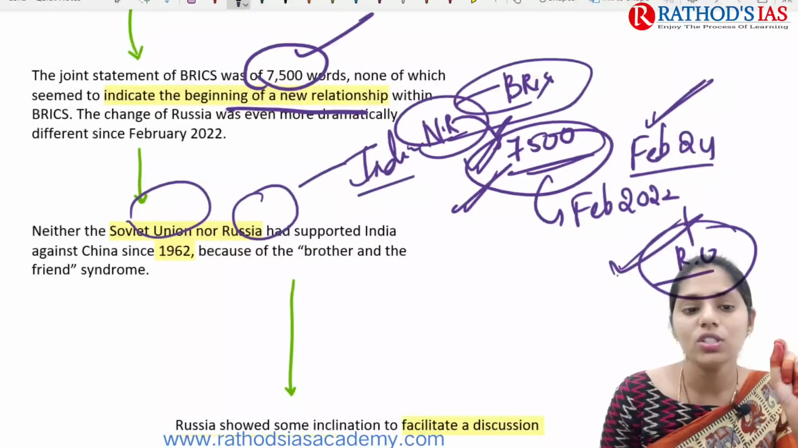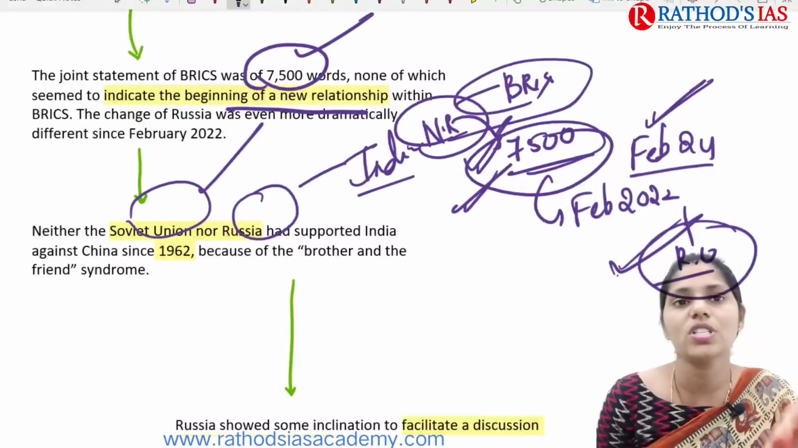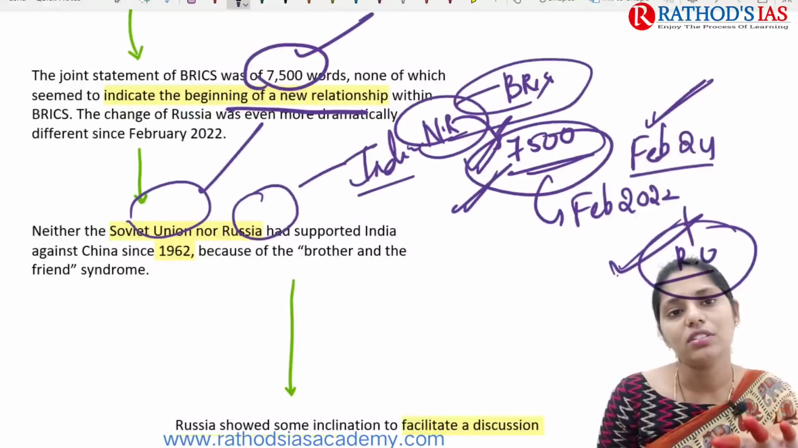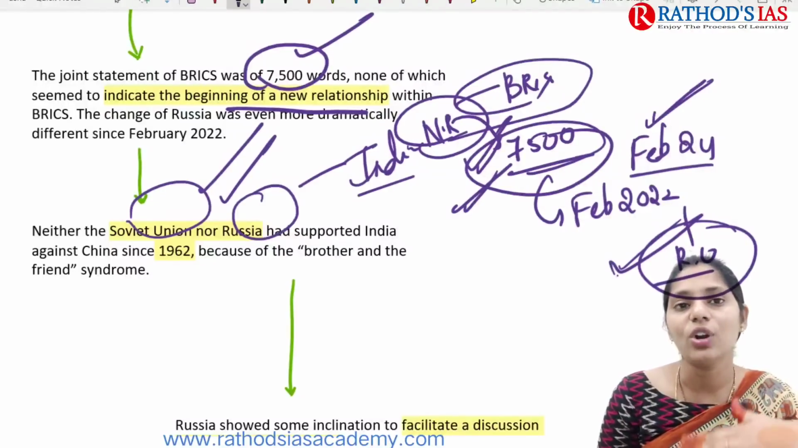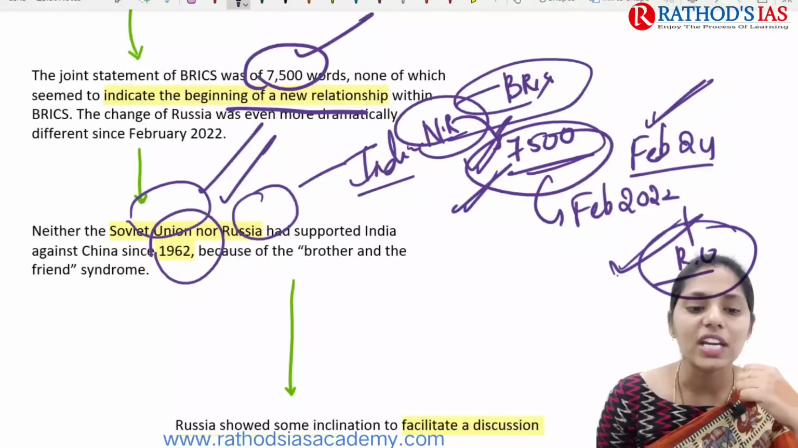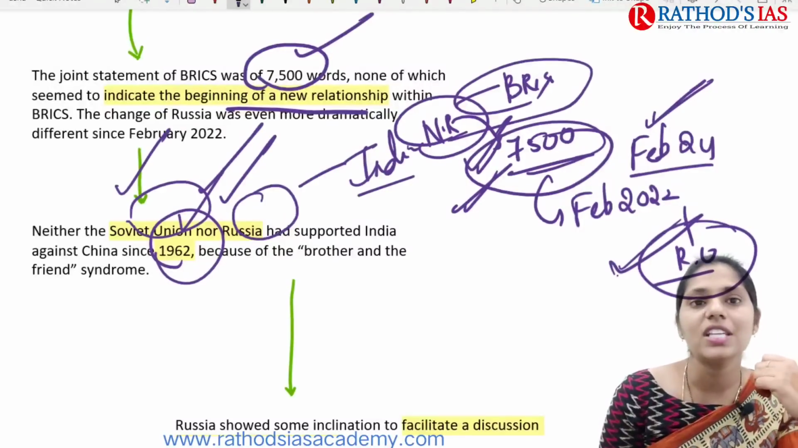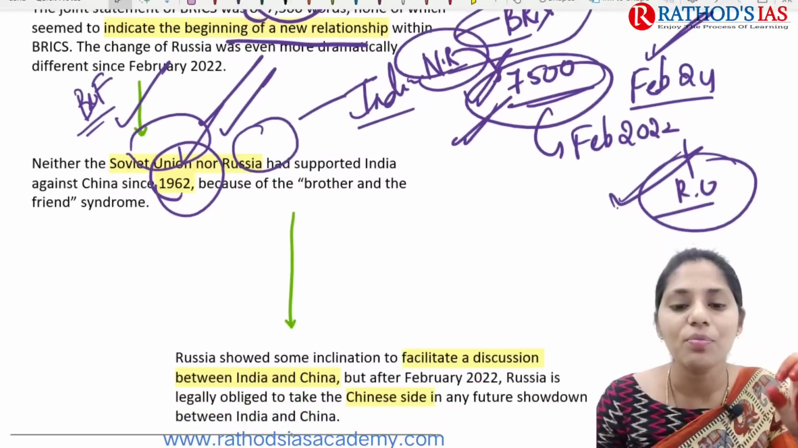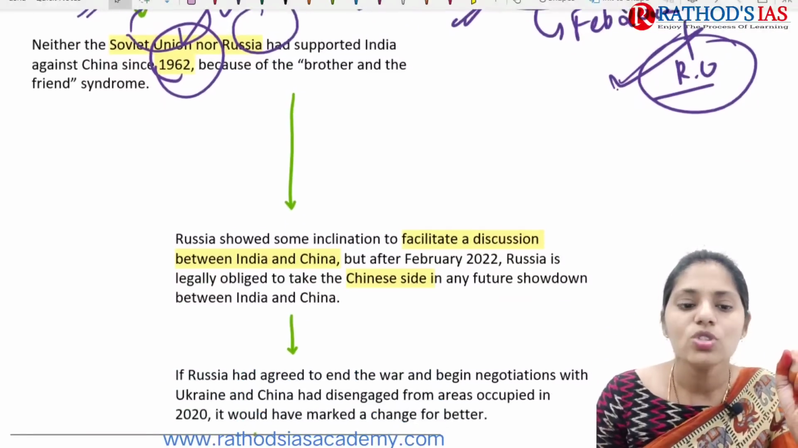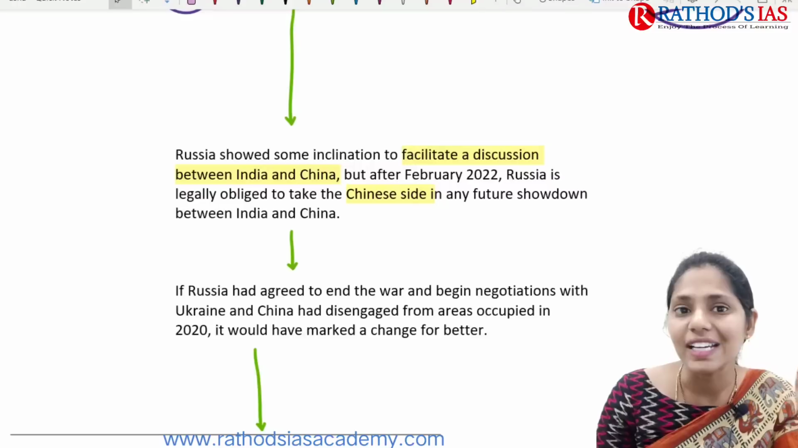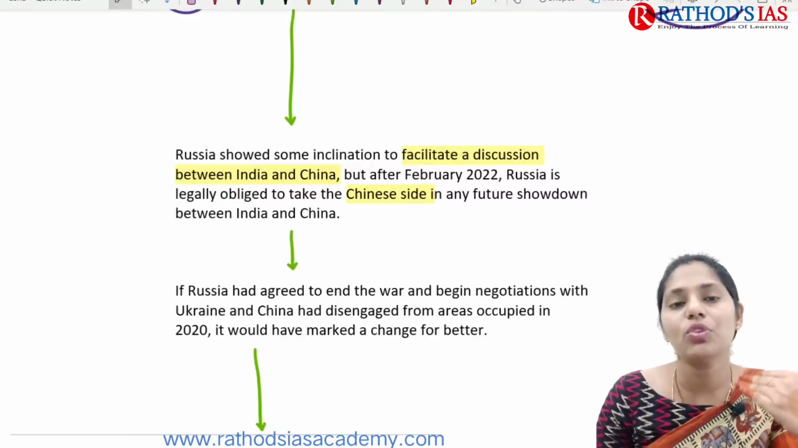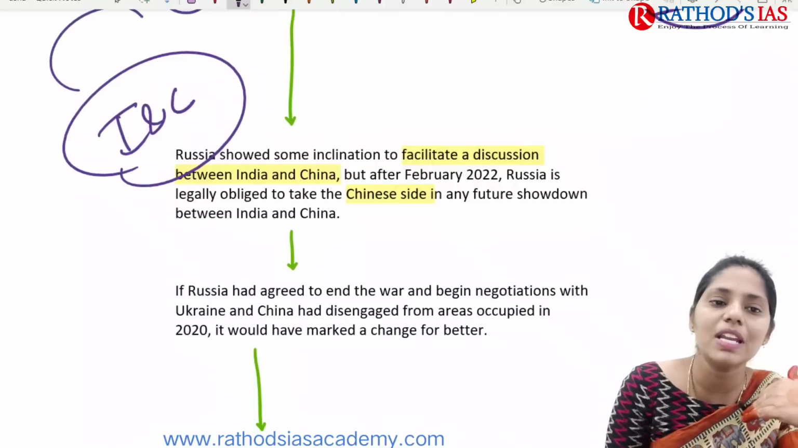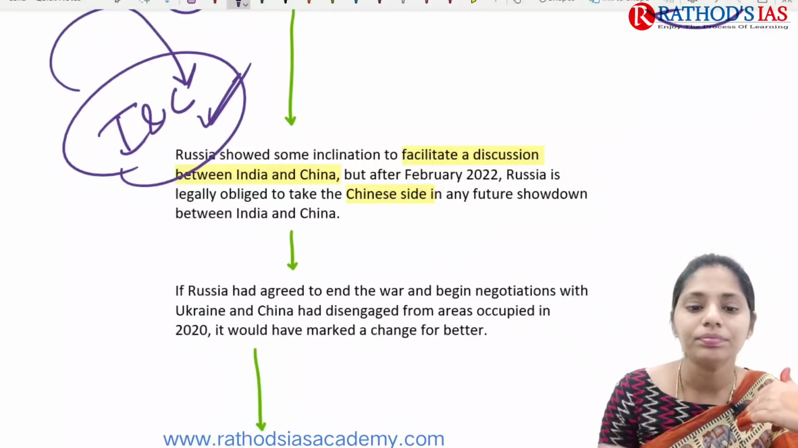Before the disintegration of the USSR, that is before 1991, and after the disintegration, Russia had never supported India against China since 1962. So we can say they have a brother and friend relationship, the brother and friend syndrome. Here Russia showed some inclination to facilitate the discussion between India and China. Whenever there is discussion between India and China, Russia is mainly inclined towards China.